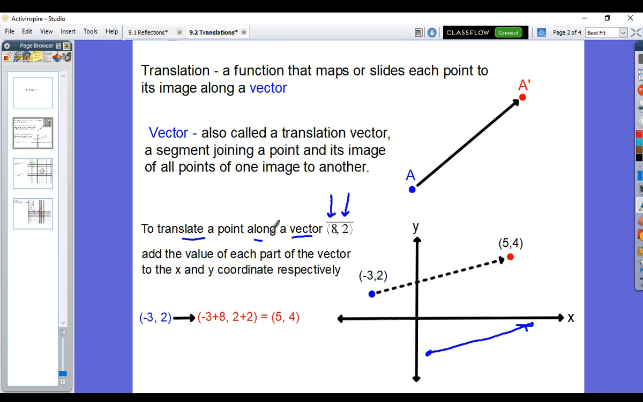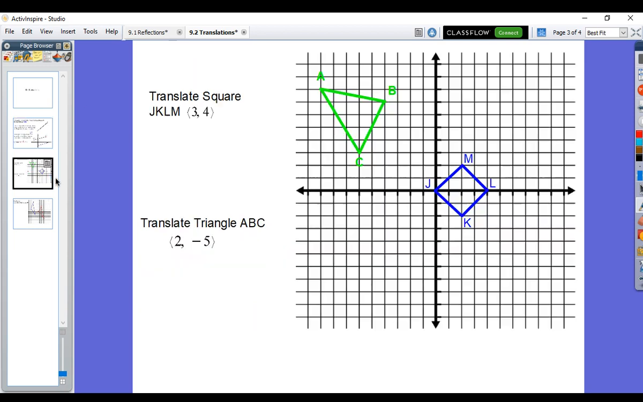So we take our original point, -3, 2, and do a vector translation of 8, 2. We add 8 to the x and 2 to the y, and we end up with the new coordinate 5, 2. Don't get this confused: parentheses are coordinates, and these little arrows are the vector numbers that we are going to use. Let's test this out.